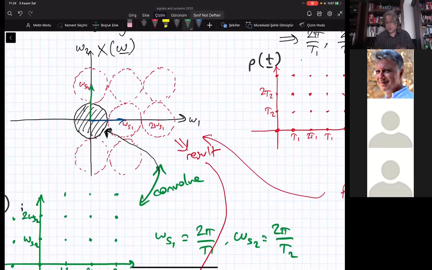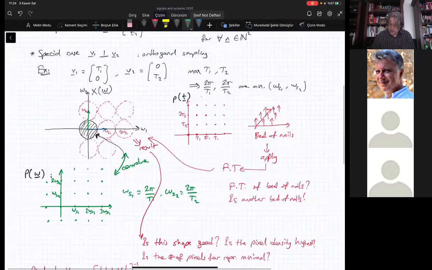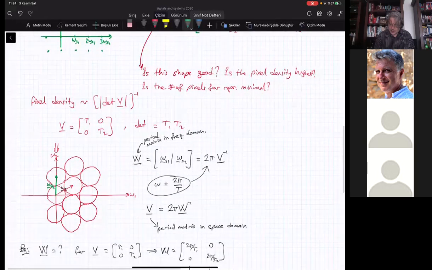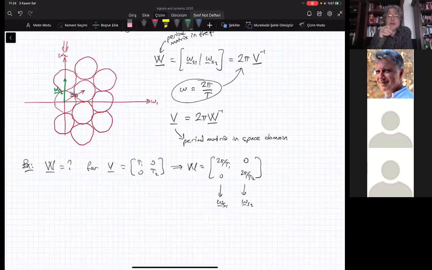Okay, these two could also be confirmed from these formulas between the sampling period in space and the periodicity of the shape in the Fourier domain. They are inversely related to one another within a factor of 2 pi, of course.